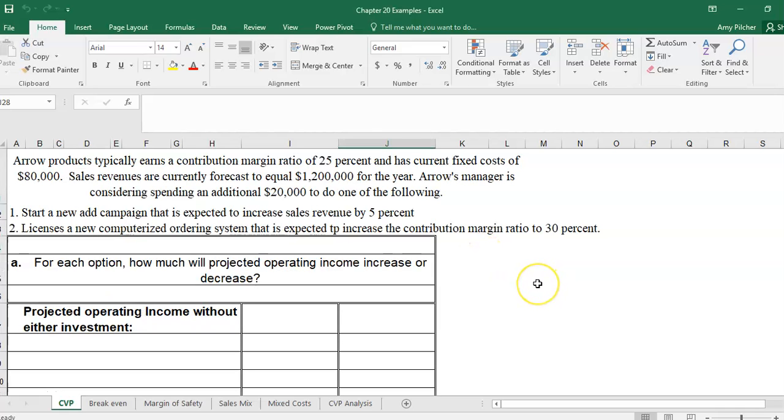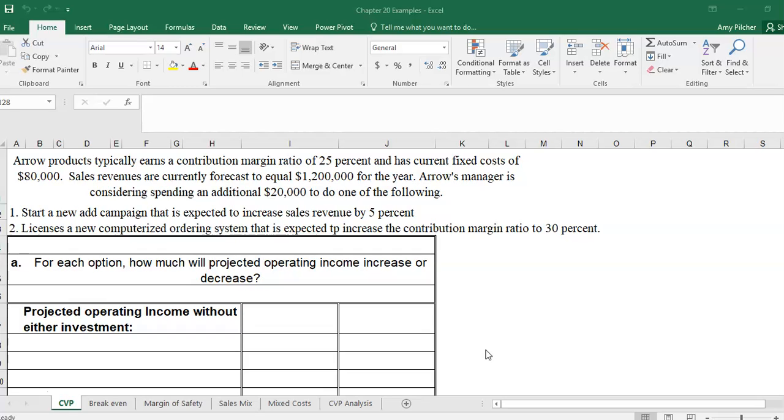In Chapter 20, we talk about CVP analysis, or cost volume profit analysis. This is an analysis that companies use to determine what they need to break even and make other business decisions. In our first example, we're looking at a company that has a contribution margin ratio of 25%. We have current fixed costs of $80,000. Our sales revenues are forecast to be $1.2 million for the year, and we're considering making an additional $20,000 expense.